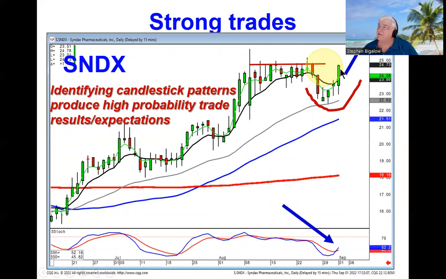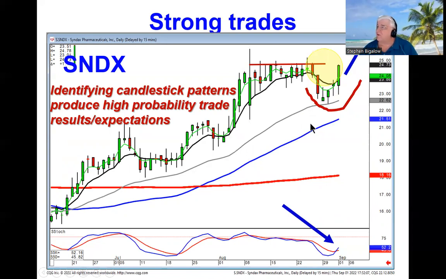We recommended SNDX if it traded positive because you can see the scoop pattern, which is a flat handle followed by a scoop. Notice we had an inverted hammer followed by a doji sandwich. If they break out through this level, what's our expectation of a scoop pattern? A slingshot effect to the upside.